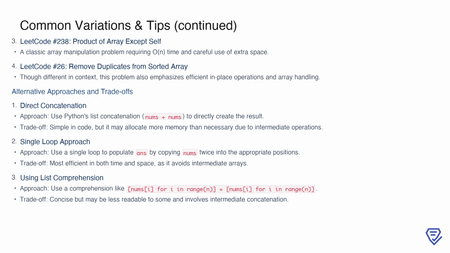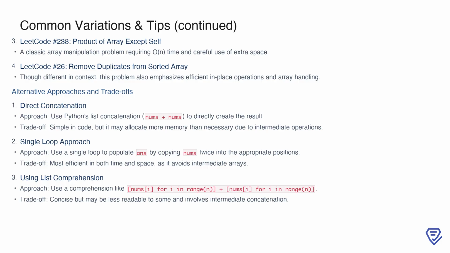Looking at related problems, there are a few worth mentioning. For example, LeetCode number 238, Product of Array Except Self, is a classic problem that also involves array manipulation, focusing on achieving O(n) time complexity while carefully managing extra space. Another is LeetCode number 26, Remove Duplicates from Sorted Array, which emphasizes efficient in-place operations, making it a good exercise in array handling.